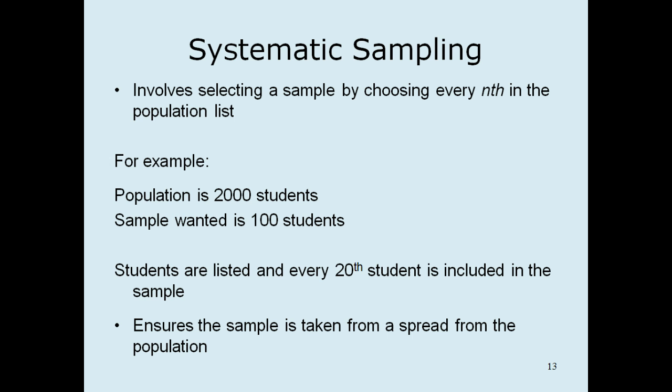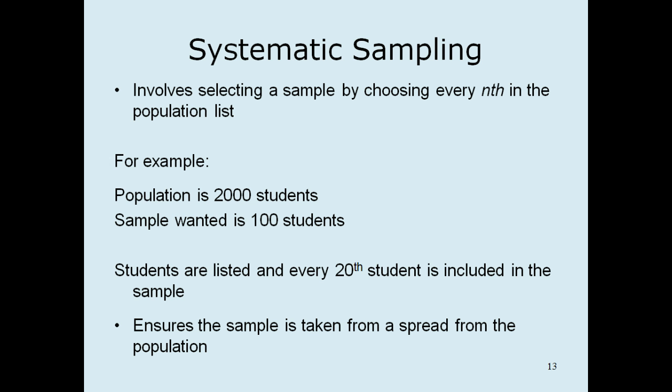We list them from 1 to 2,000, and we just choose every 20th student to be included in the sample. So simple as that, really. It's just choosing every 20th. So again, it's just another way of making sure we're not biased. We're not selecting people that we think will give the results we want. We're just trying to rule out that. And again, it tries to ensure an even spread of where we're taking people, and again, ruling out a fair amount of bias. So that's systematic sampling.